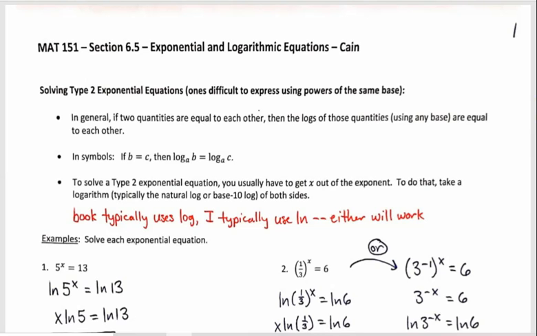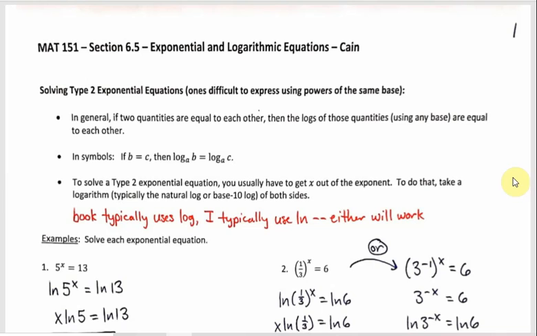We've had exponential equations before, but those were type 1, the ones where you could rewrite one side or both sides so they have the same base, and then you can set the exponents equal to each other. But what if you can't do that? Or what if it's really a long, drawn out process where that's probably not the best thing to do? Then that's a type 2 equation, and that's what the first half of this section's about.